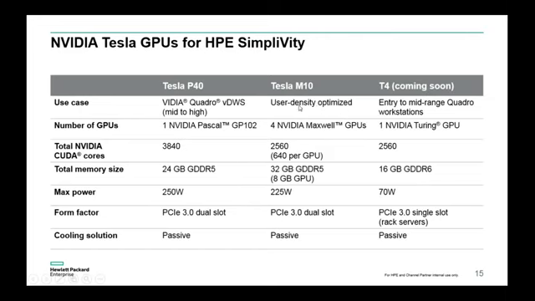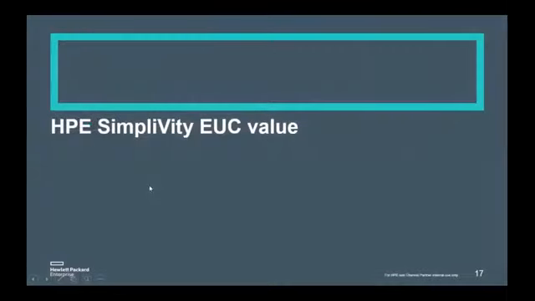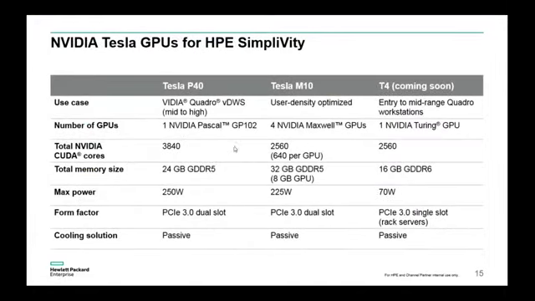The number of GPUs for M10 is 4, and for P40 it's 1. Total NVIDIA cores, so these are cores: 3840 for Tesla P40, and for M10 it's 2560, so it's 640 per GPU. This is actually optimized for the user density, this M10.